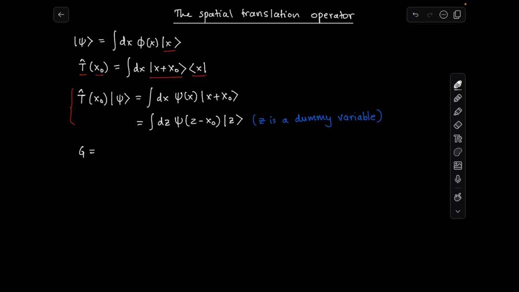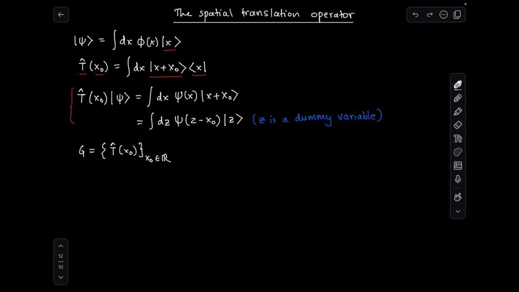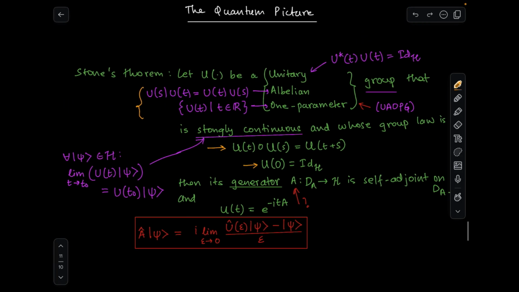So if I were to form a group G with the set of translation operators, we can easily show that this is abelian because the order in which we perform spatial translations does not matter. Now because position is a continuous variable and T is defined everywhere, we can show that this group is also strongly continuous. That means that we have constructed a unitary abelian one parameter group. So conveniently, we can now use Stone's theorem: our spatial translation operator can be written in this form and the generator can be found using this equation.